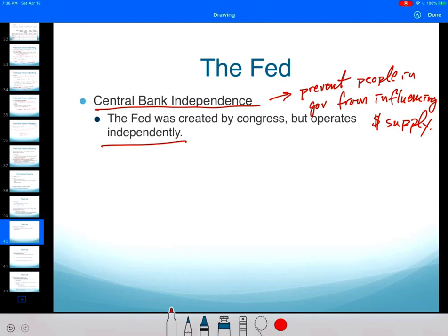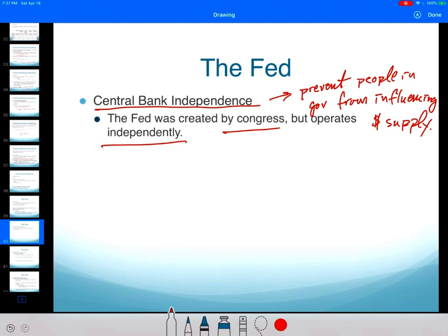So what was created was independence. That is, the Fed in the United States is an entity that is created by Congress. So for Europe, this would be an entity created by a European Parliament, right? But it operates independently. In the United States, the U.S. president can only appoint the head of the Fed. Once that head of the Fed is appointed, the president has no more power over him.